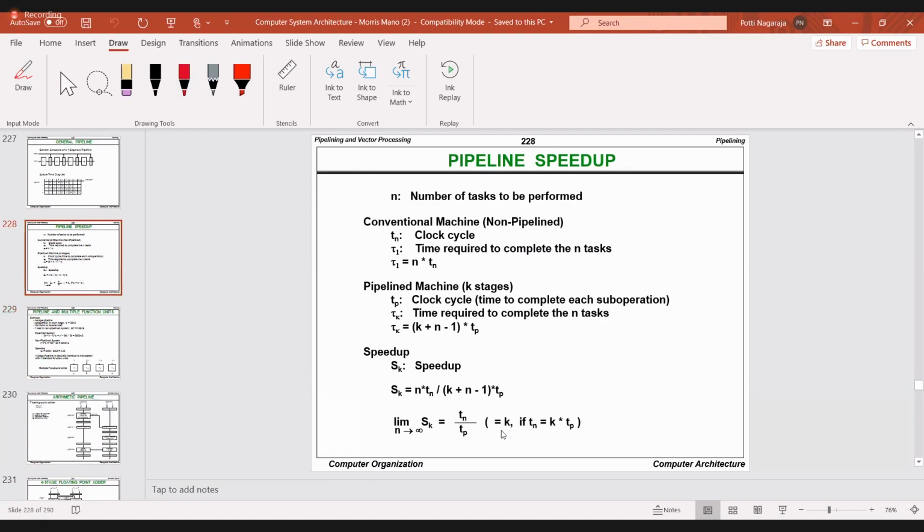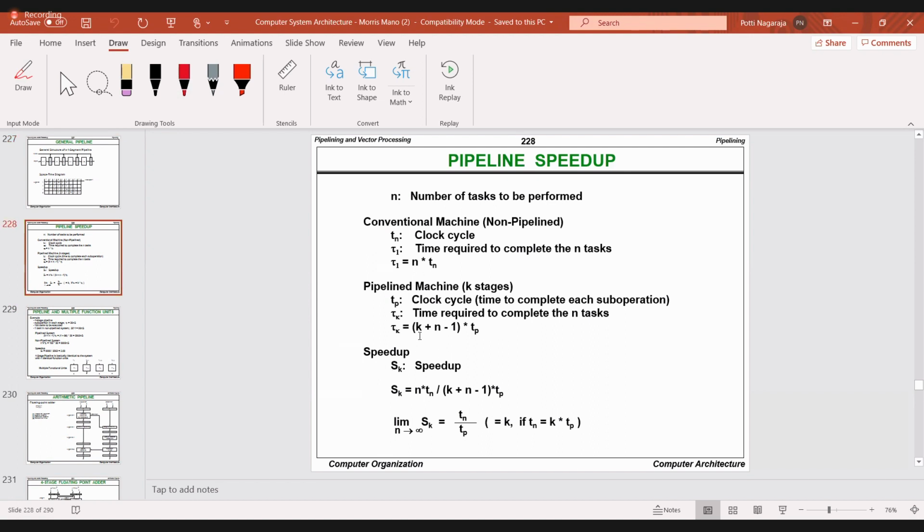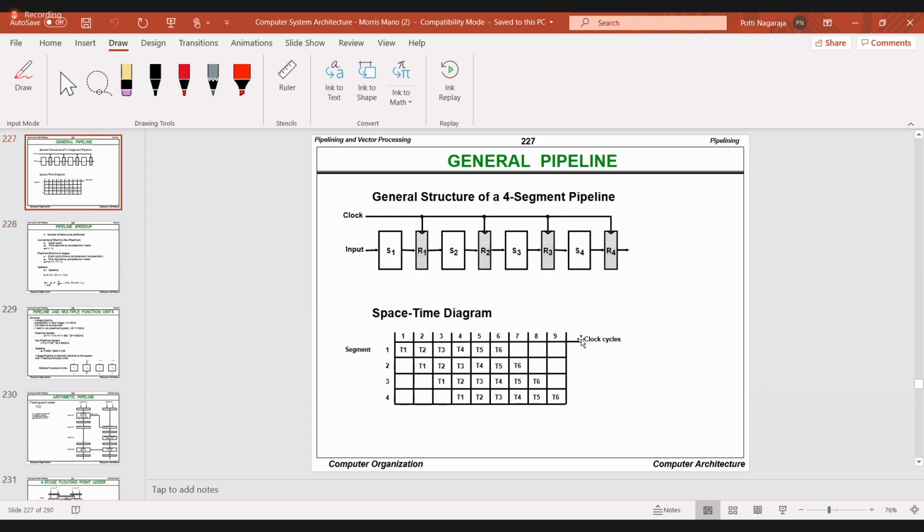Now in this diagram, check how many segments there are. 4, sir. So 4 segments and n. n is nothing but how many tasks are there? 6. So the formula is k plus n minus 1 into Tp. k is 4 plus n is 6, so 4 plus 6 minus 1 into Tp. 10 minus 1 is 9. Tp is the clock cycle, so 9 clock cycles are required. Is it okay?